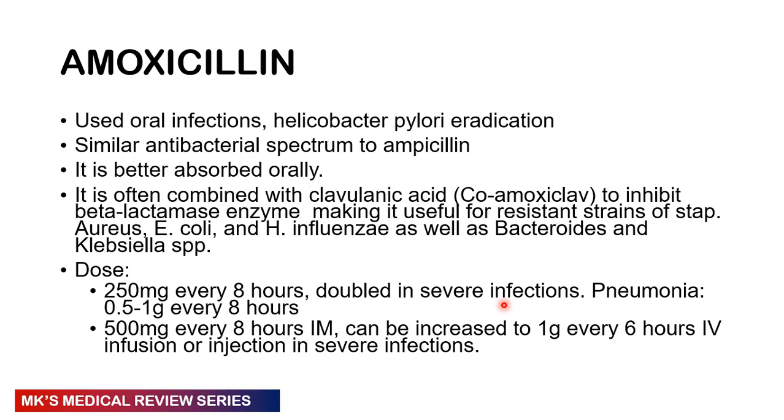So it's known as co-amoxiclav. The clavulanic acid is going to be inhibiting the beta-lactamase enzyme, such that it will render this drug much more effective against strains that produce this enzyme. So against strains like Staphylococcus aureus, E. coli, Haemophilus influenzae, as well as some Bacteroides and Klebsiella species.